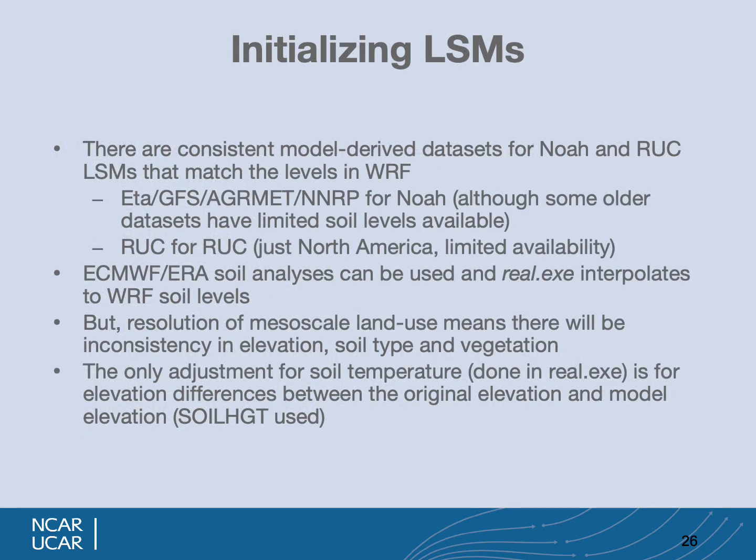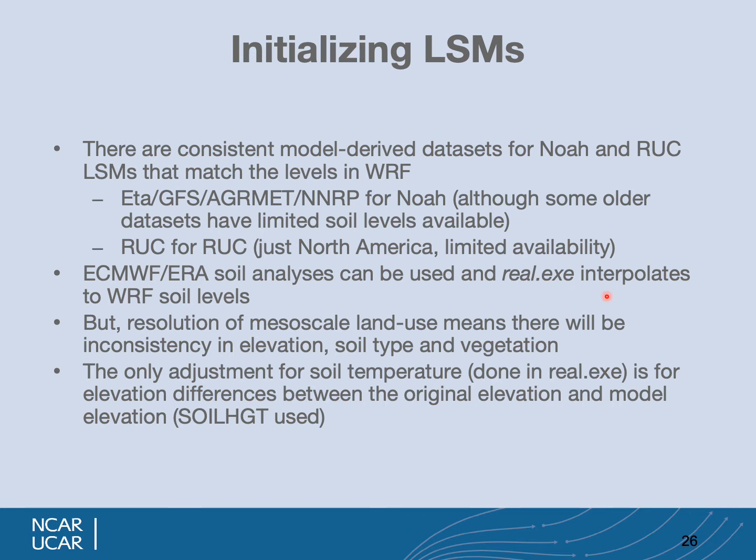So some of these offline models are Noah-like, or very close to Noah, and will even have the same layers as Noah does, the same 4 layers as Noah and Noah-MP. So they're consistent in the sense of having the same layers and also a lot of the same physics. And this lists some of the data sets here that would include those 4-layer soil temperature and moisture options. There's also a RUC data set, but it has limited availability for the RUC land surface model. We can use European Centre ERA soil analyses.